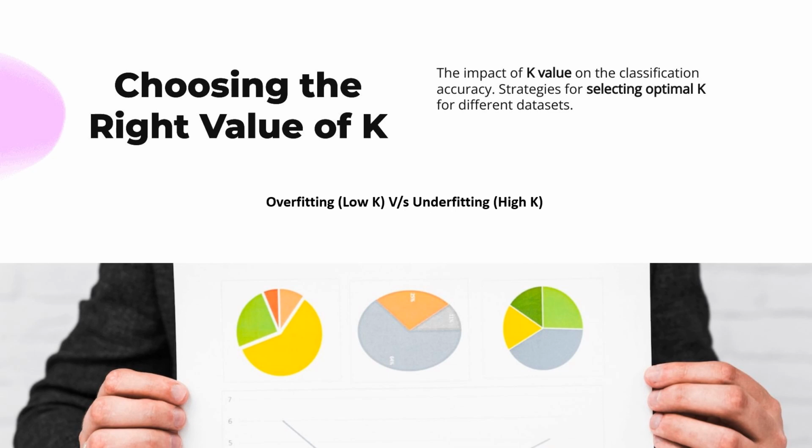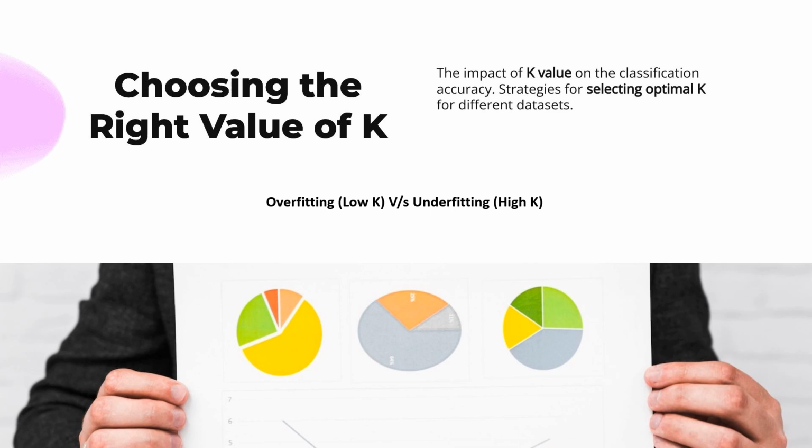Low K. A smaller K value, for example, K equals 1 or K equals 3, can lead to overfitting because the prediction relies heavily on a small number of neighbors. This might make the model sensitive to noise or outliers. High K. A larger K value, for example, K equals 10 or K equals 20, tends to smooth out noise, leading to more generalized predictions. However, if K is too large, it can cause underfitting, resulting in a model that doesn't capture complex relationships in the data.